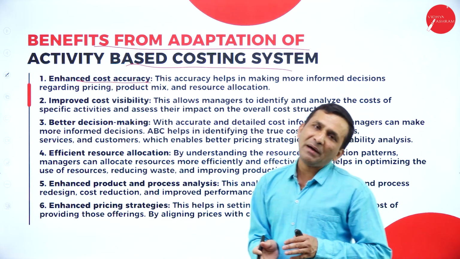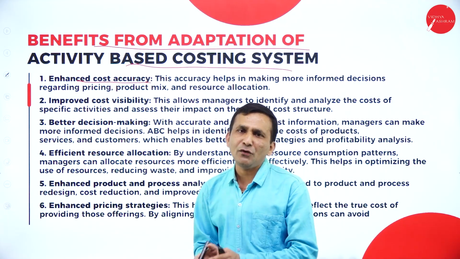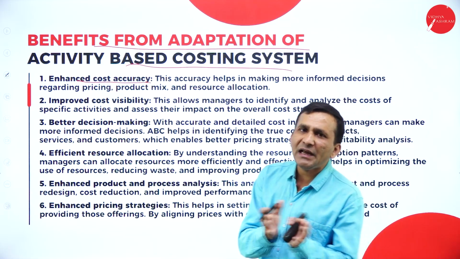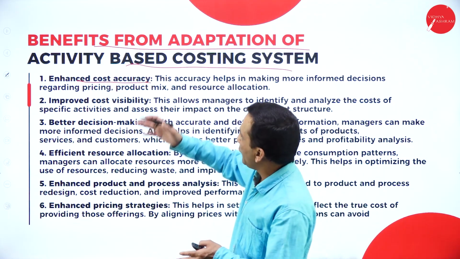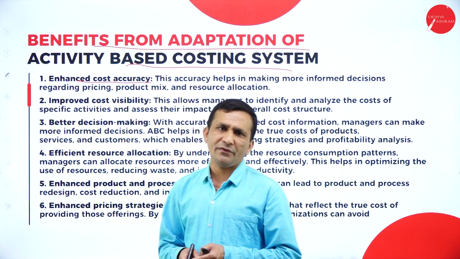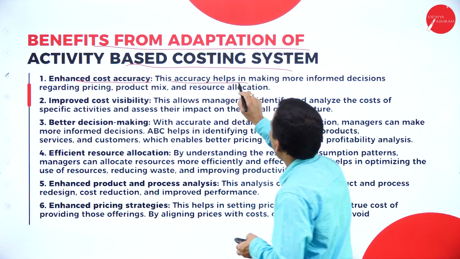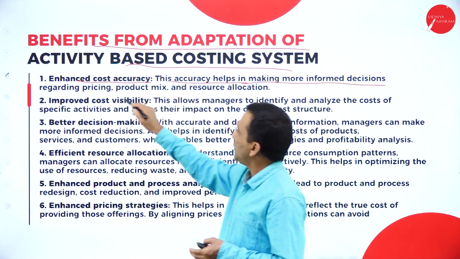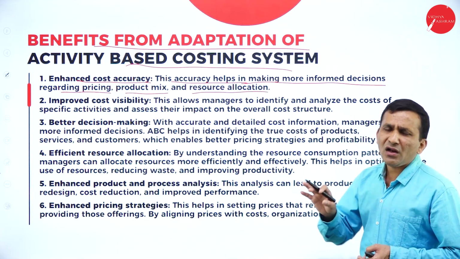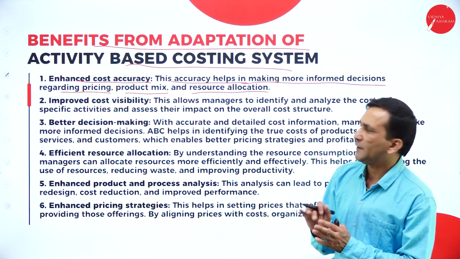But if you compare with the traditional costing system, we will not get more clarity, because we depend on only one respective cost driver. So we will not get detail on the activities involved. When we talk about activity based costing, each and every activity is very important. That's the accuracy we expect here. This accuracy helps to make more informed decisions regarding price, product mix, and resource allocation, covering everything directly or indirectly related to producing your product.